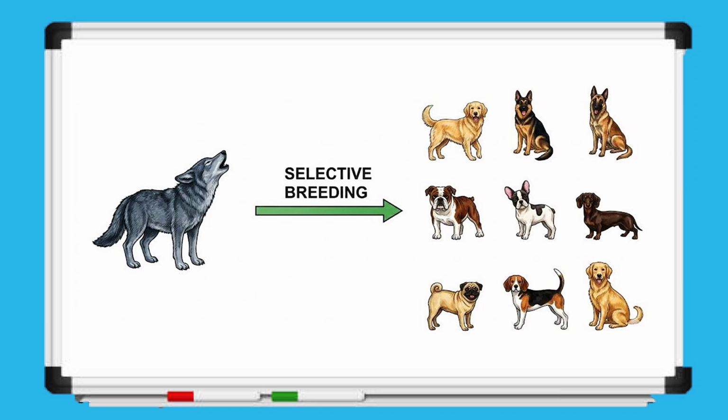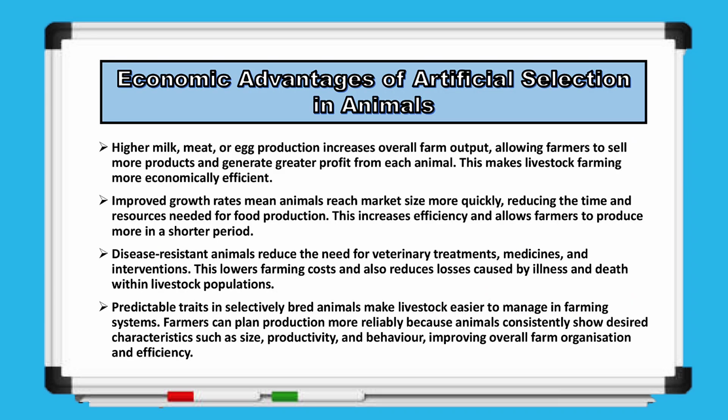As shown in the diagram, a single ancestral wolf species has been selectively bred over time to produce many domestic dog breeds with very different physical traits. This clearly demonstrates how artificial selection can create major changes within a species when humans continuously choose specific characteristics. There are also strong economic advantages of artificial selection in animals. Higher milk, meat, or egg production increases the total output from farms, allowing farmers to sell more products and make greater profit from each animal.